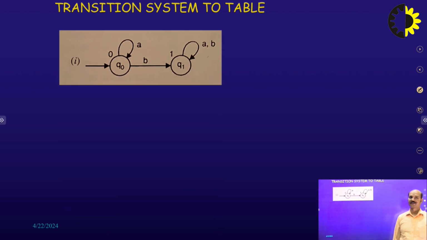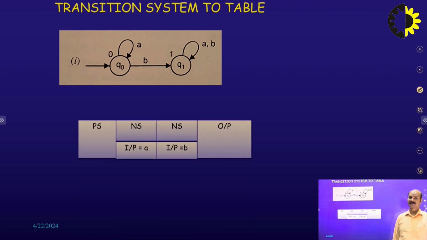This is also another transition system, the transition diagram. How will we draw this as a table? Conversion of diagram to table. This particular diagram has 2 states. So this is the table header: the present state, then the next state when input is A, because the inputs are A and B. 2 different input symbols are there, A and B. So we write input A and input B, and the output produced, 0 and 1.